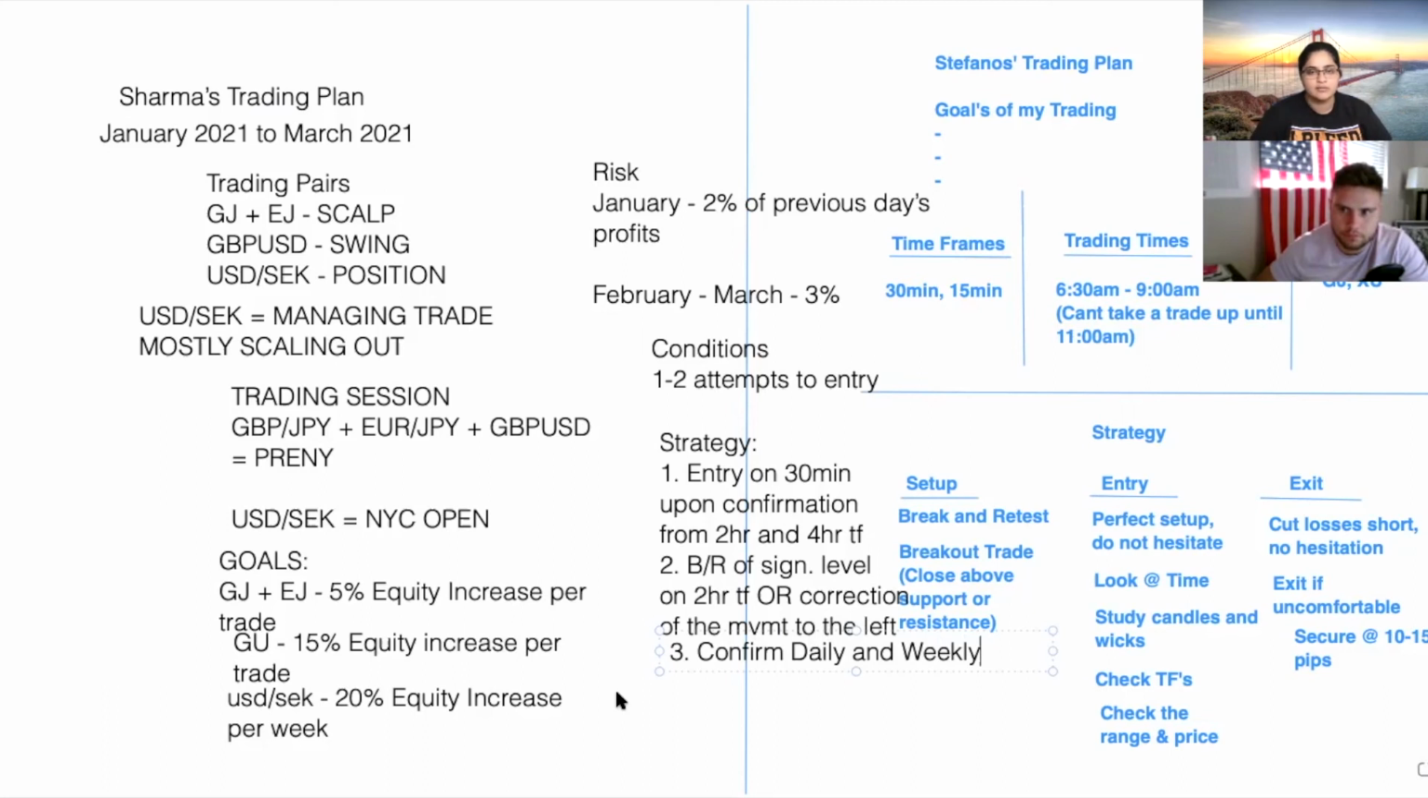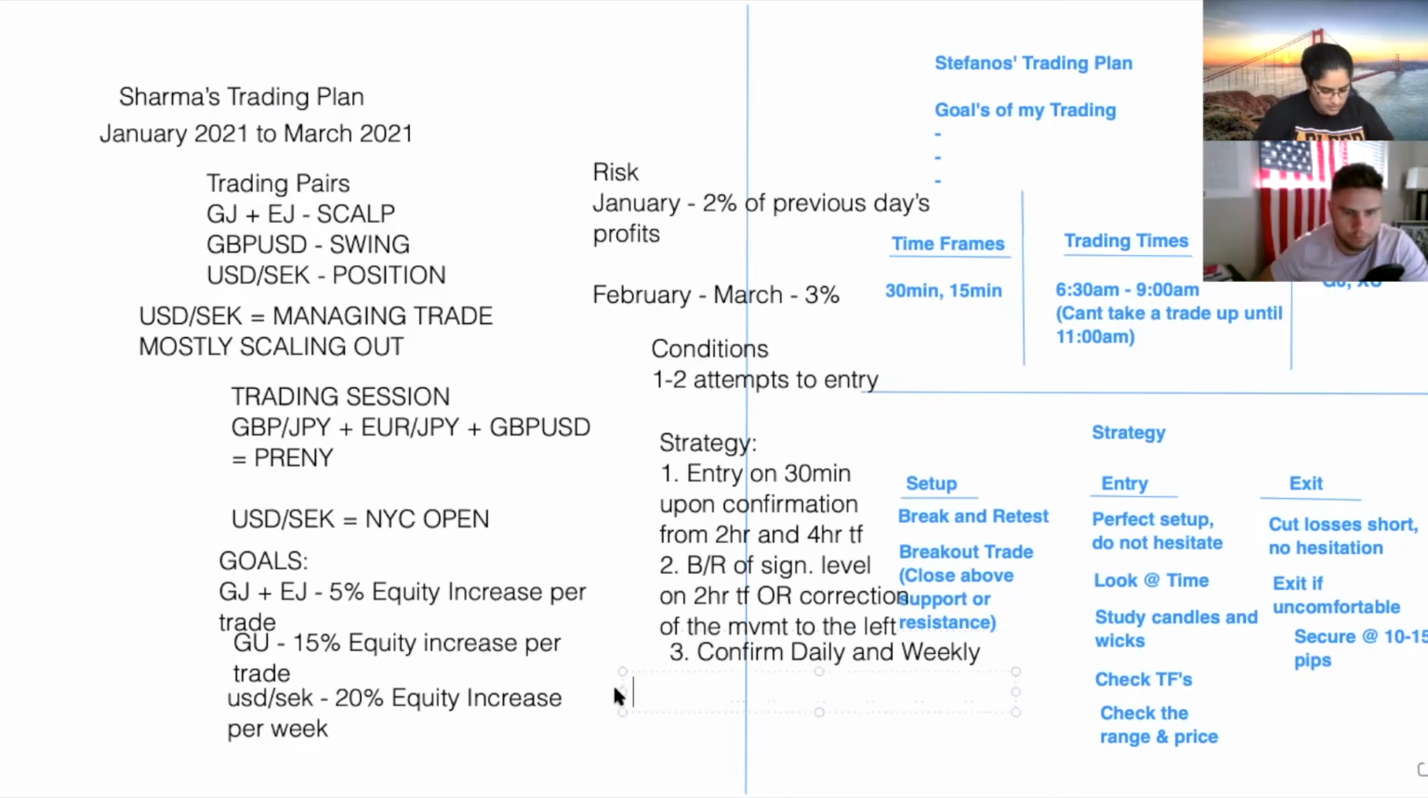You don't understand what happened because on the lower time frames, you're like, well, there's clean movement to the left. Yes, but you didn't notice on the weekly time frame that this was a major resistance or support level. So that's another thing that I watch out for. So that's my strategy. And then I also have further conditions set for myself.